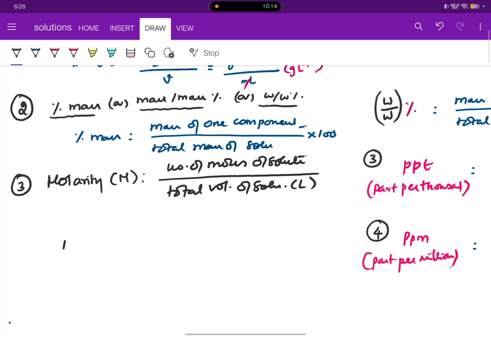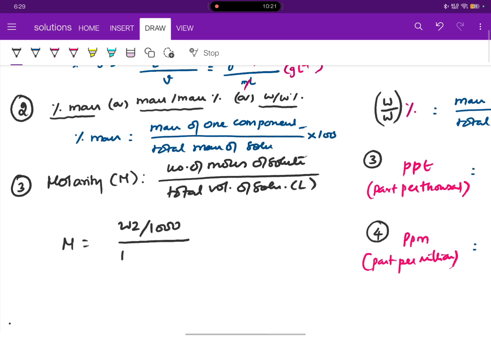Yes. So capital M is equal to W2 by 1000 divided by volume தானே சொல்லியிருந்தேன். I mean W2 by M, molar mass. Sorry. W2 by molar mass divided by volume divided by 1000 because it might be in ml. So rearrange my equation. What will you get? Capital M is equal to W2 by M2 into 1000 by V.